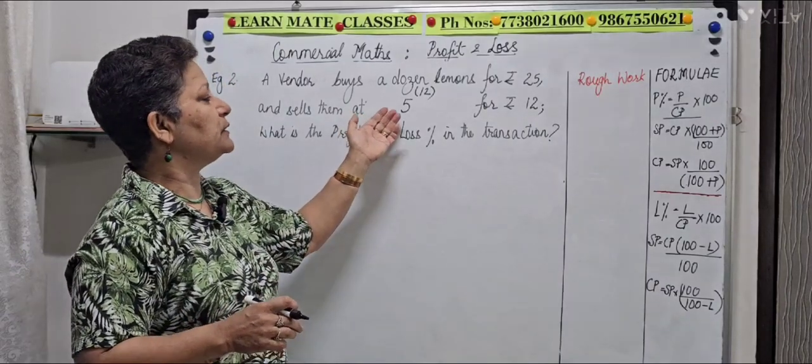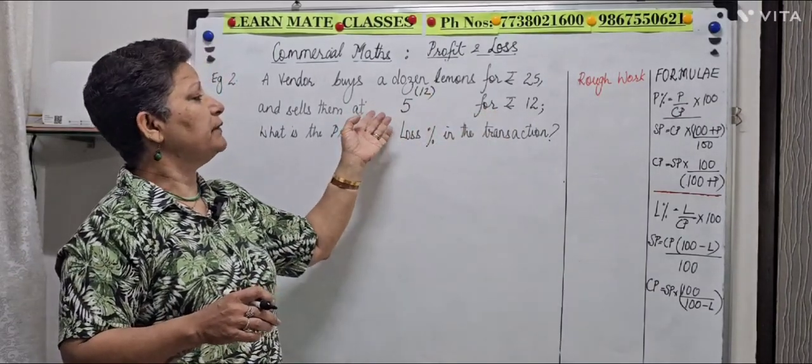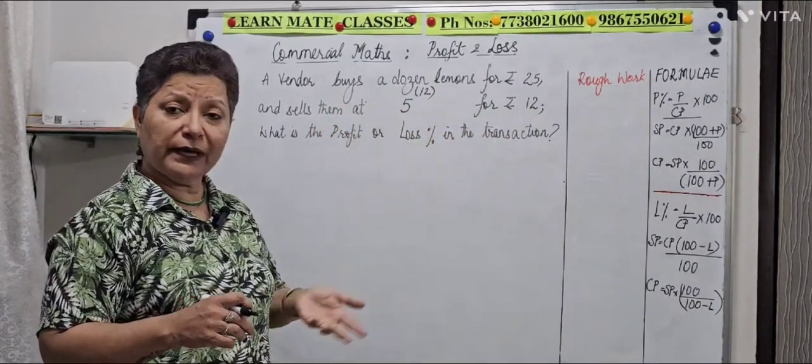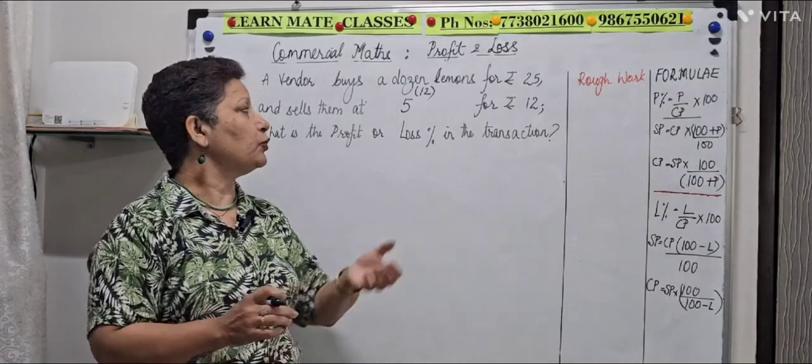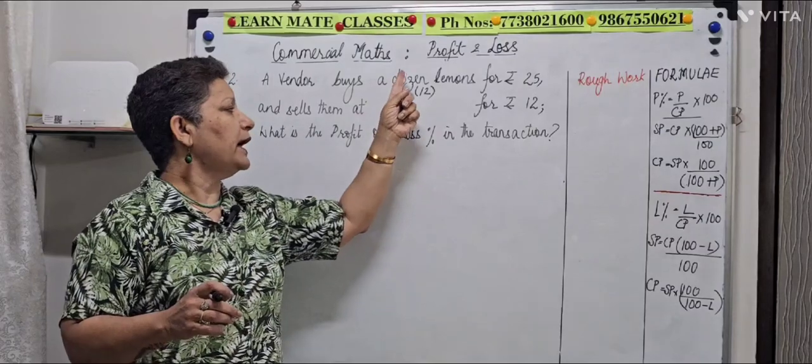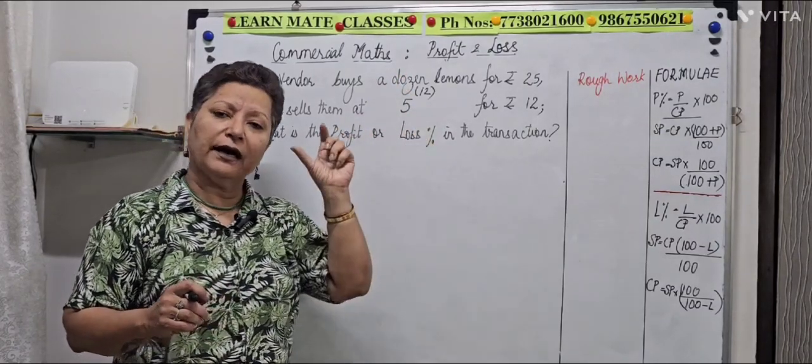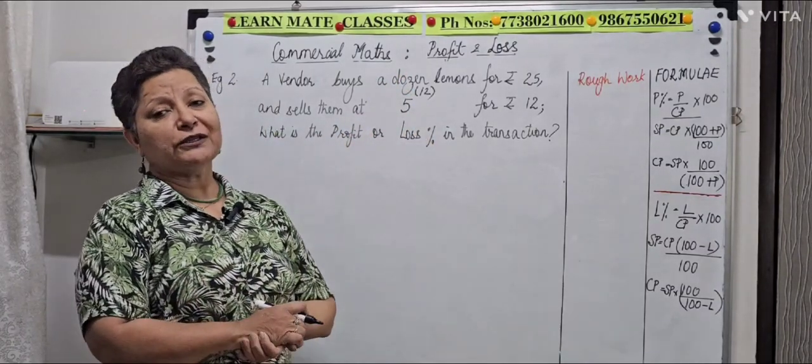Like if I say the first 5 he sold for rupees 12, the next 5 he sold for rupees 40, how do I actually make out whether it's a profit or a loss? So I need to ensure that the number of things bought and the number of things sold are one and the same thing. There are two ways of doing this.